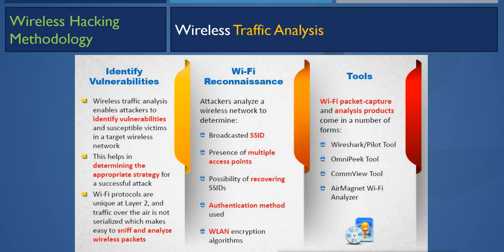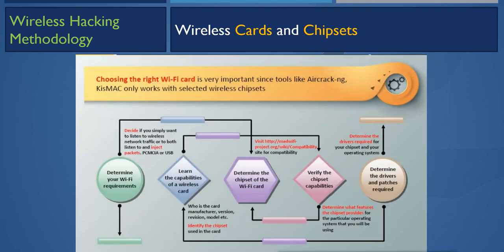Now tools. Wi-Fi packet capture and analysis products come in a number of forms, like Wireshark, Pilot tool, OmniPeek tool, CommView tool, and AirMagnet Wi-Fi Analyzer. So these are the different tools which we can use to analyze the available wireless networks.